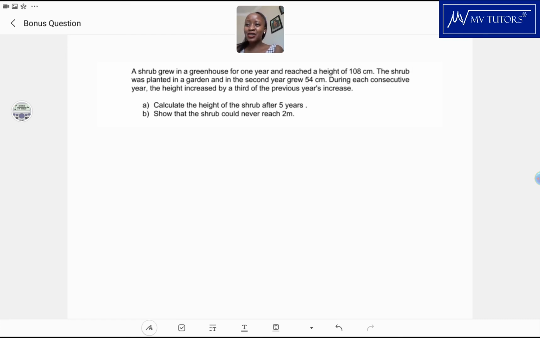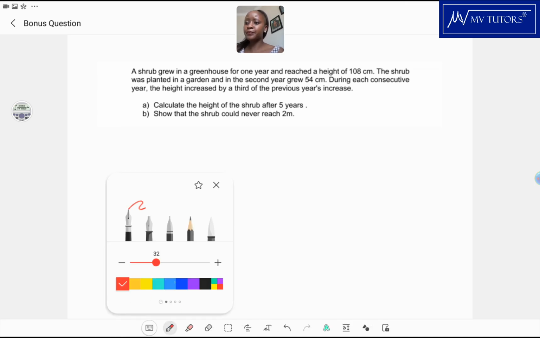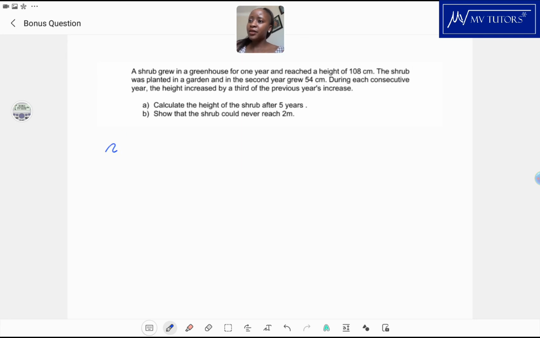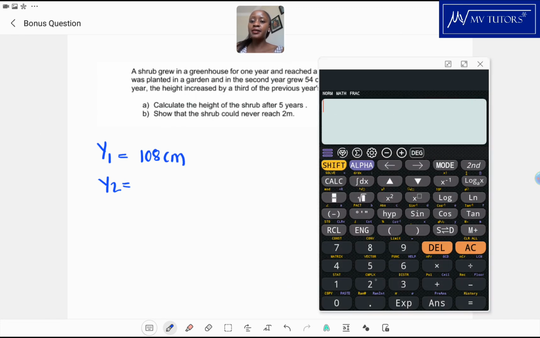It says calculate the height of the shrub after 5 years, and B, show that the shrub could never reach 2 meters. Okay, that is 200 centimeters. So yeah, what happened? So in year 1, it was 108 centimeters. In year 2, it increased by 54 centimeters. So that 108 plus 54, okay, that would give you 162.